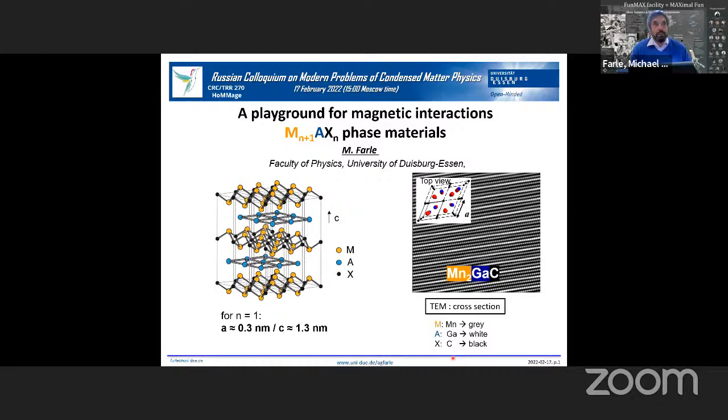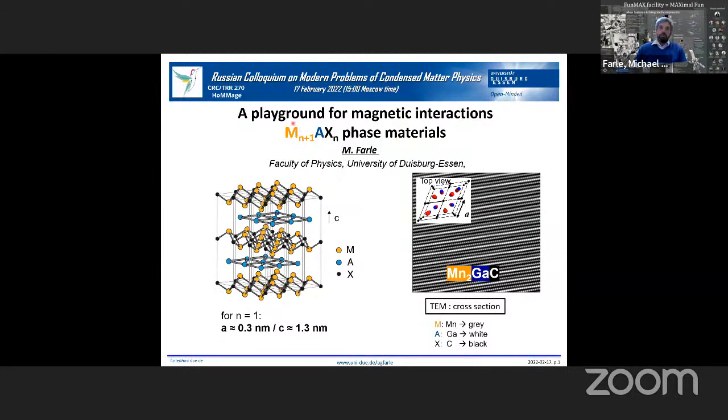So we start with a playground for physics interactions. In my case here, magnetic interactions, and we will do material science. And the material which we will look at is a class of materials which has existed for roughly 60 years. Initially they were called carbides and nitrides, until maybe 20 years ago a renaissance occurred with the invention of the name MAX phase materials.